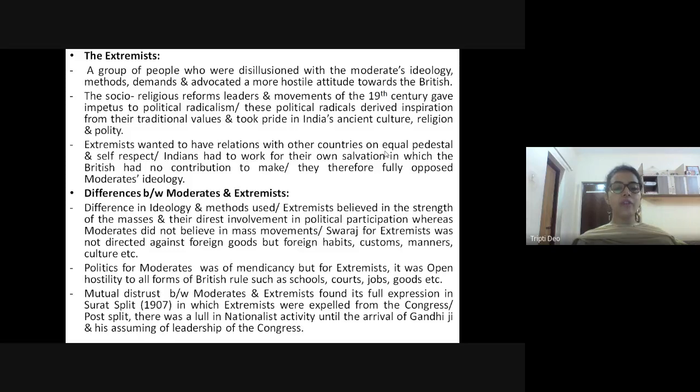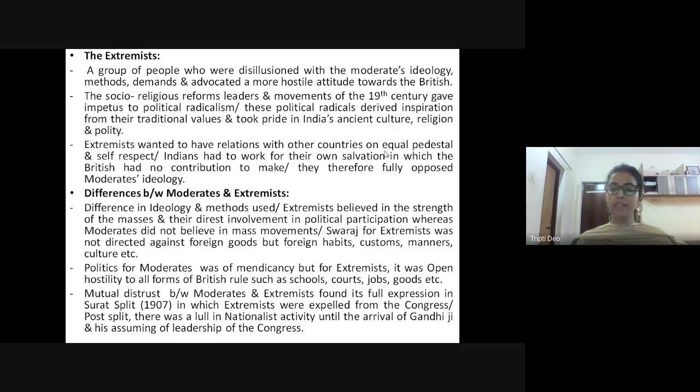Extremists believed in the strength of the masses and their direct involvement in political participation, whereas moderates did not believe in mass movements. Swaraj for extremists was not directed against foreign goods, but foreign habits, customs, manners, culture, etc. So they were very clear about their ideologies. Politics of moderates was mendicancy, but for extremists, it was open hostility to all forms of British rule, such as schools, court, jobs, goods, etc.